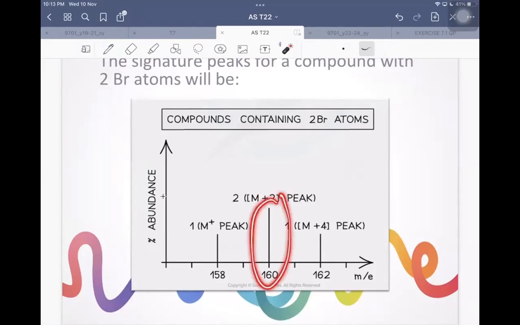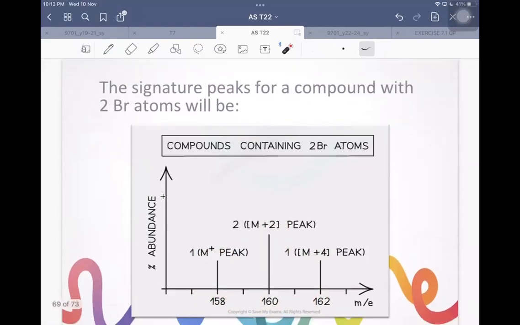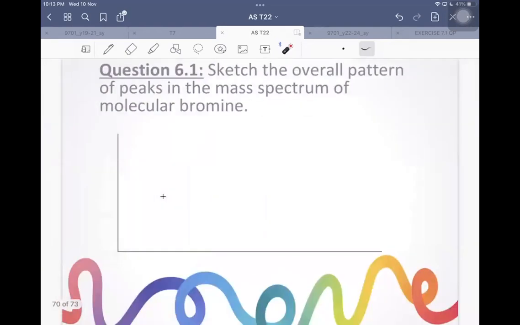So I don't know what molecule this is, but I know that M+2 would have been caused by bromine 79 and bromine 81. M+4 would have been caused by bromine 81 and bromine 81, whereas the M+ peak would have been produced by bromine 79 plus bromine 79. Okay, but 158, because this is the mass spectrum of a molecule, so we don't know what the molecule is.